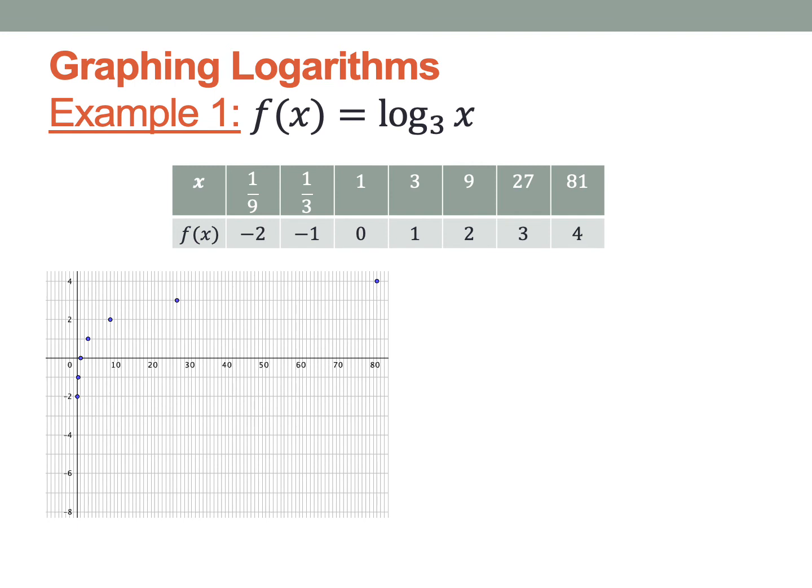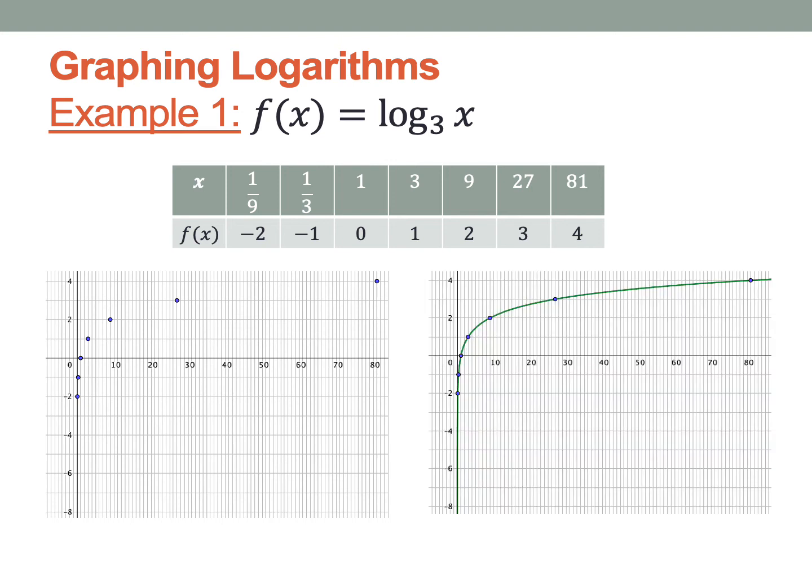So those are all our points. It's not very obvious because the graph goes all the way to 81, but we have (1/9, -2), (1/3, -1), (1, 0), (3, 1), (9, 2), (27, 3), (81, 4). And then you just draw the curve. It's important to remember that the y-axis is an asymptote, that the domain is greater than 0, not equal to 0, and the range is all real numbers. It's the opposite of exponential functions.